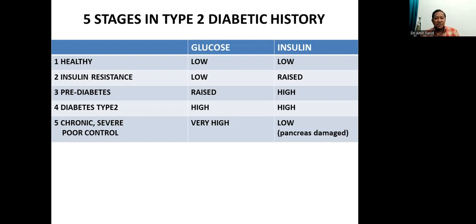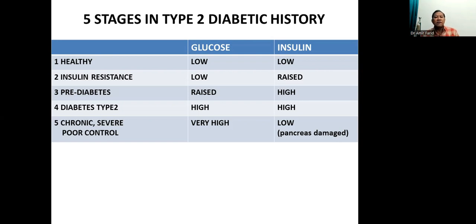And then if this person does not take care of his or her health and starts developing insulin resistance, right? That means the insulin receptors and the cells, especially the muscles, start having problems, then the body will start raising the insulin level to try to keep the glucose low.